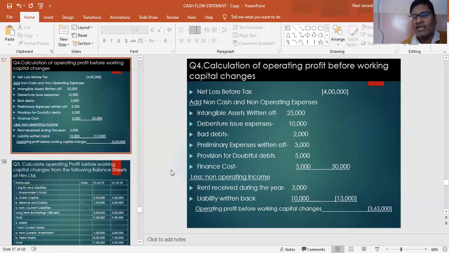So 3,63,000 is an outflow for the time being. You can understand operating profit before working capital changes. If there is no other information regarding operating activities, then we can say this is an outflow from operating activities.